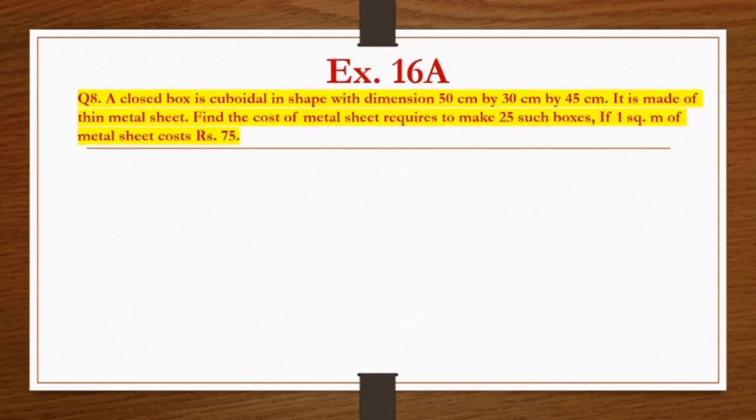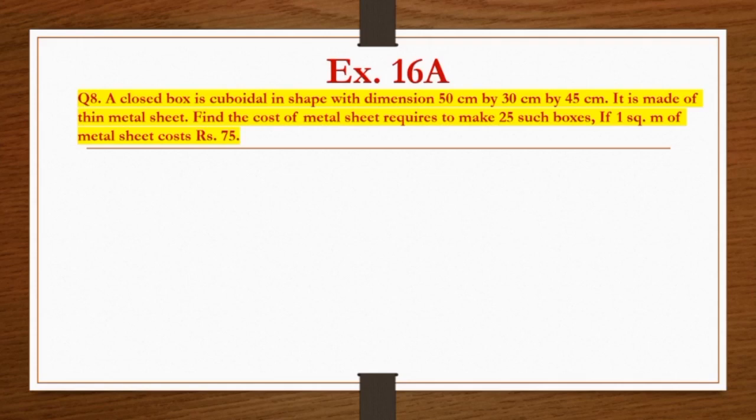Now come to next. Question number 8. A closed box is cuboidal in shape with dimension 50 centimeter by 30 centimeter by 45 centimeter. It is made up of thin metal sheet. Find the cost of metal sheet required to make 25 such boxes, if 1 square meter of sheet costs rupees 75.